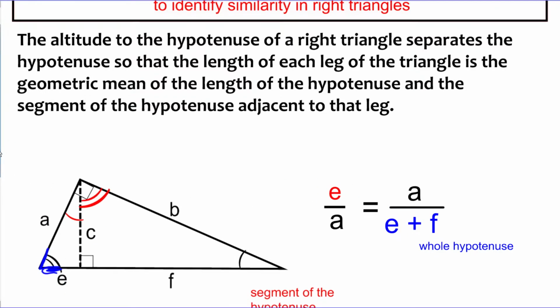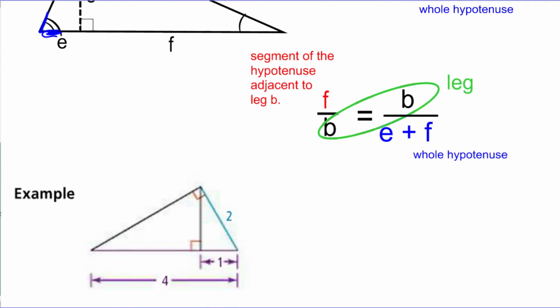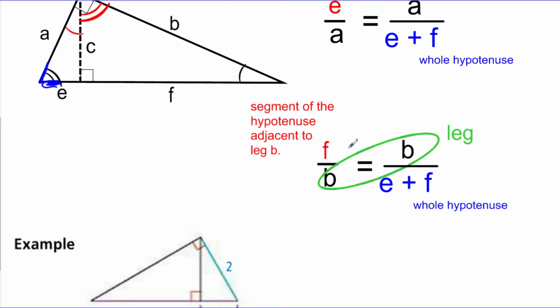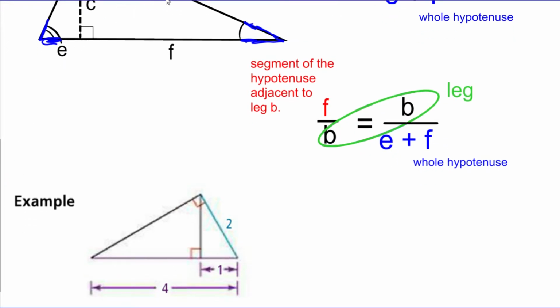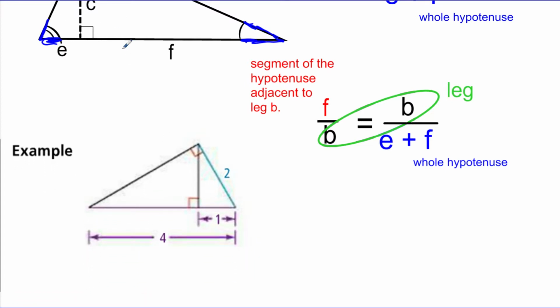Whereas if I decided to instead use the other leg, instead of saying the leg A, I said the leg B, here's the only difference, right? Because I changed A to B, that's now my leg, I changed E to F. Because if I go around the corner from B, the segment that's closer is F, right? So we have to use the segment closer to the leg, and then an expression that represents the whole hypotenuse. So again, let's take a look at this example, right? And then we'll use these in the next video to do some problems using geometric mean, right?